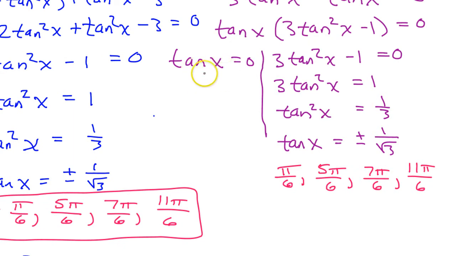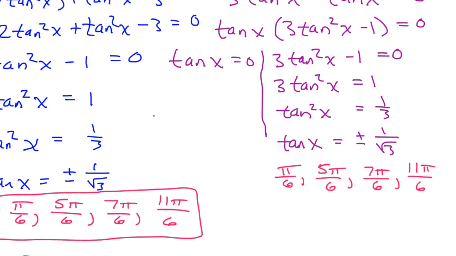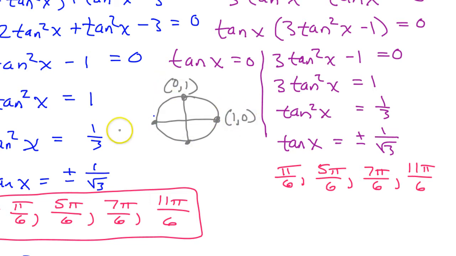Tangent of x is equal to 0. So we need to explore that as well. Okay, but that's going to be a quadrantal angle though. So let's explore that by making a unit circle showing the quadrantal angles. All right, so let's look at these extreme points. So this is going to be 1, 0, and 0, 1, and negative 1, 0, and 0, negative 1.